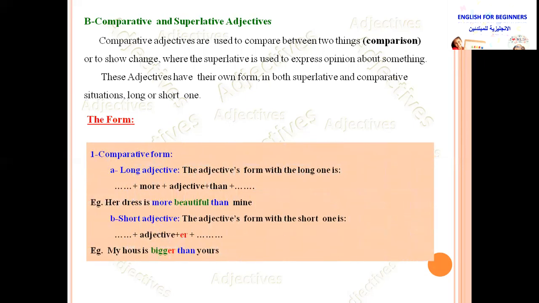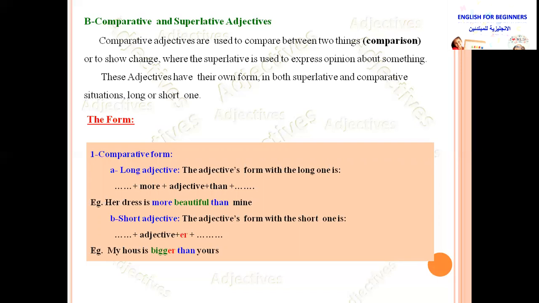Let's start with the first form, which is the form of a comparative. In the comparative form, we have a long adjective and short adjective. For the long adjective, we form it by more plus adjective plus than. Like the example that we have here, her dress is more beautiful than mine. Here I am comparing her dress with mine. أنا أقوم بالمقارنة حول ثوبها وثوبي. Her dress is more beautiful than mine. ثوبها أجمل من ثوبي. I have more plus the long adjective beautiful plus than and then the rest of the sentence.